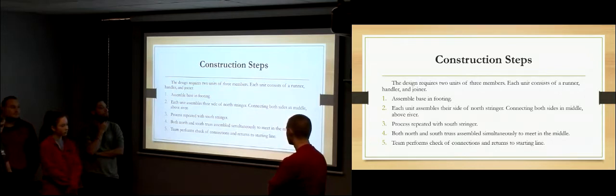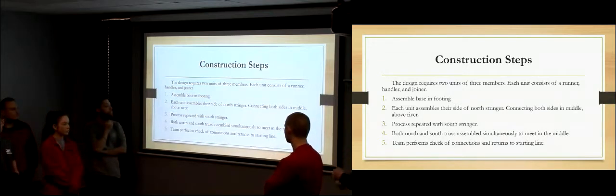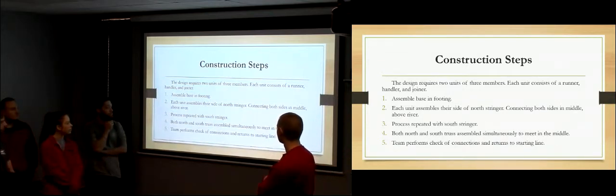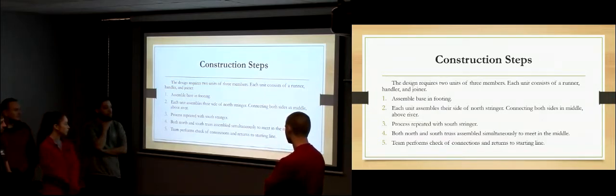We're going to start by assembling the base, footings, and everything else. Then each unit will assemble their side of the stringer, and they'll connect the sides in the middle as they go, similar to the other group. The process will be repeated with the south stringer. Both the north and south truss will be assembled simultaneously and meet in the middle. And the team performs check connections and returns to start.